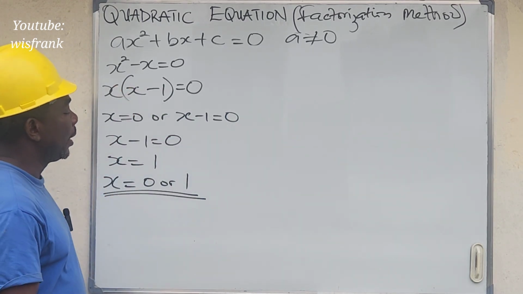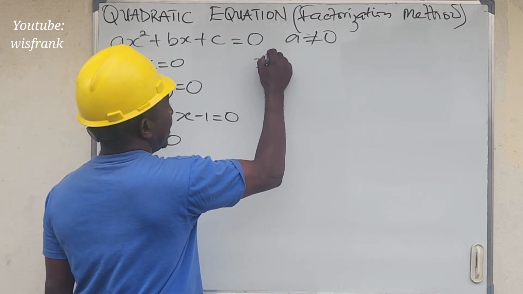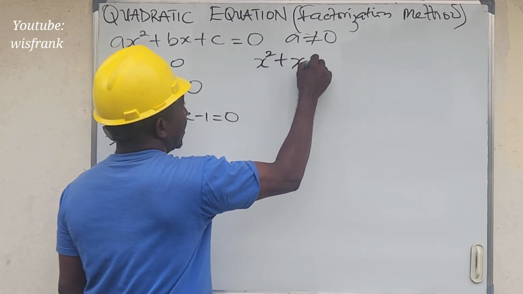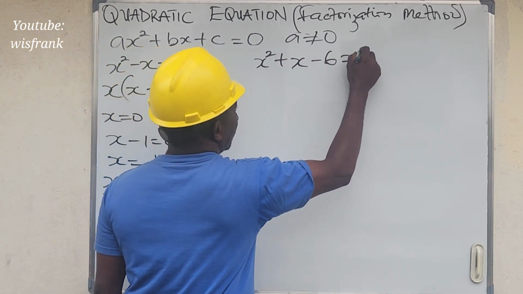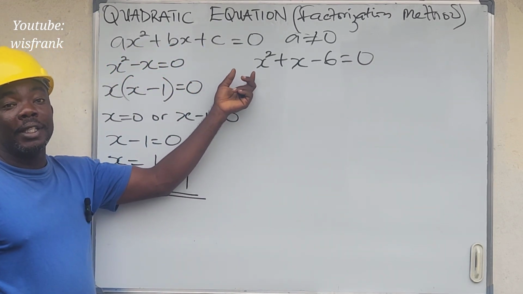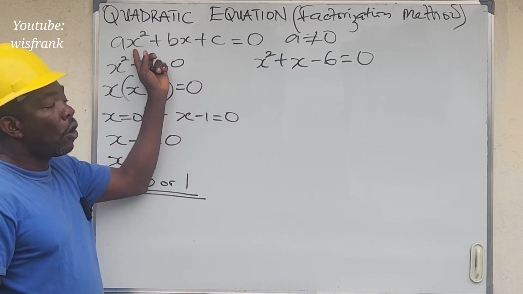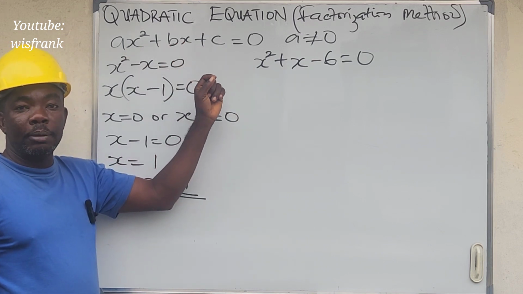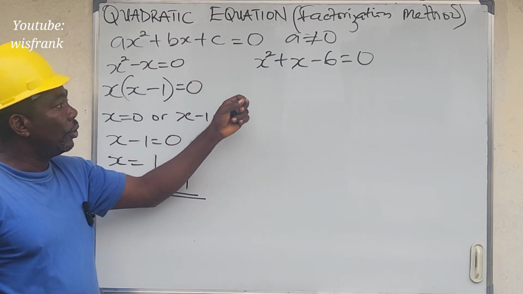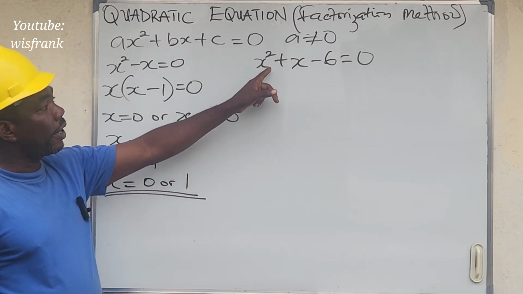Let us look at the next one, when we have x to the power of 2 plus x minus 6 equals to 0. This is our quadratic equation. This is a trinomial quadratic equation where we have all the values available. None of them equals to 0. So in this case, we are going to use factorization method for us to find the value of x.